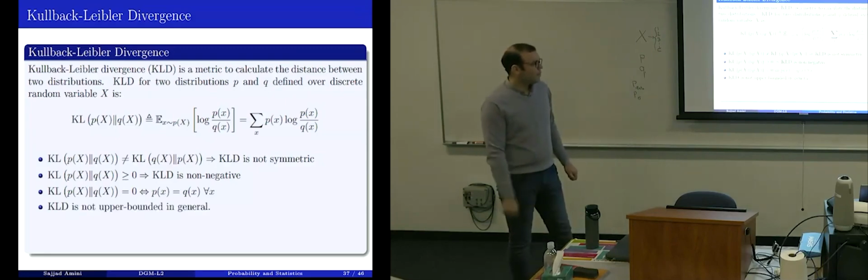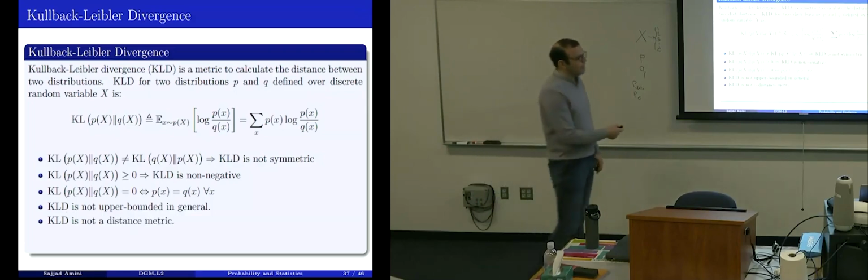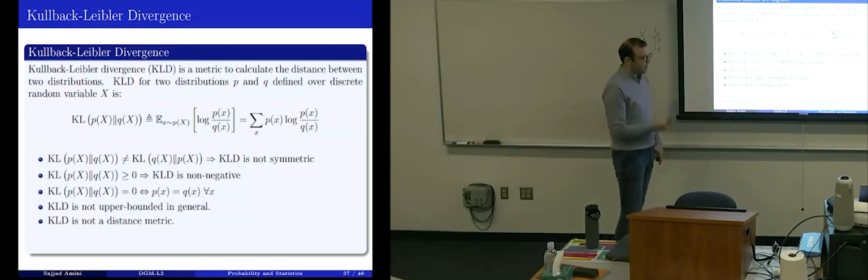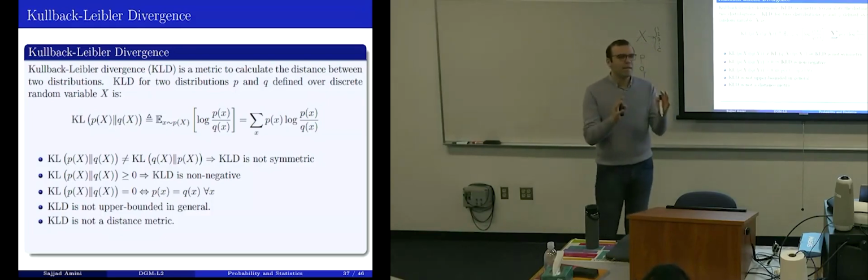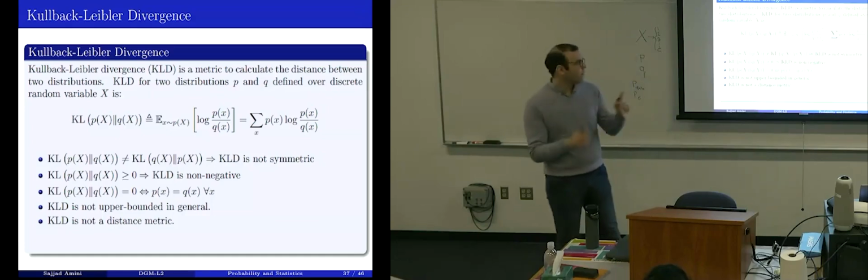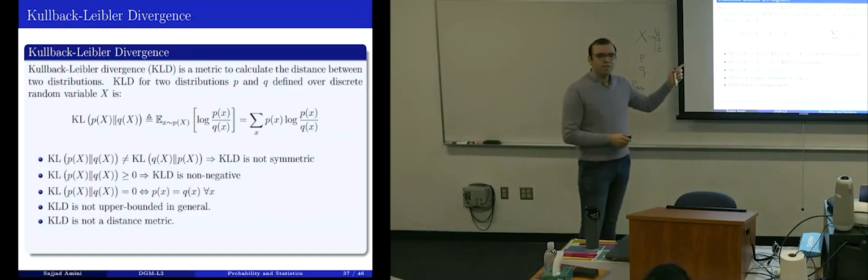A bad property is that KLD is not upper bounded. It can be infinity. And the last one is that the KLD cannot be a distance metric. It is a metric to calculate divergence, but it is not a distance metric because a distance metric has some specific properties. One of them is symmetry. It must be symmetric, but the KLD is not symmetric.